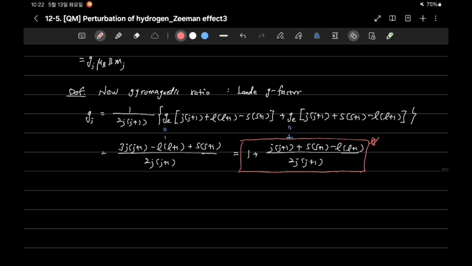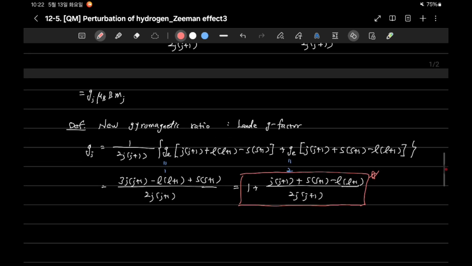The physical meaning of the gyromagnetic ratio is the relative contribution to the magnetic moment due to spin and orbital angular momentum. In the absence of a magnetic field, or when you apply a magnetic field, μB mJ means the basic, elementary magnetic moment due to the magnetic quantum number, and B means the applied magnetic field.